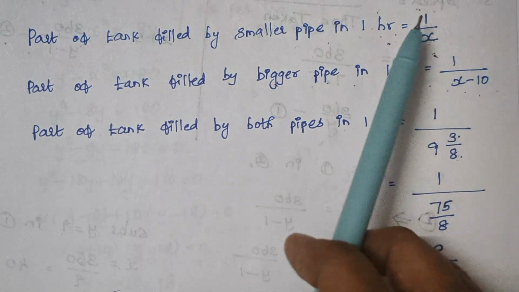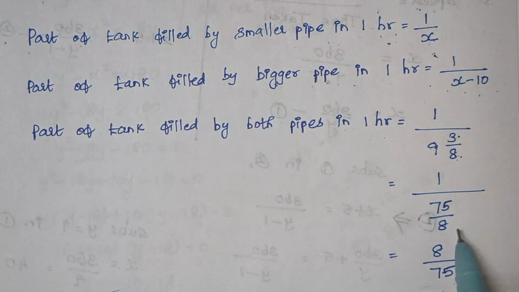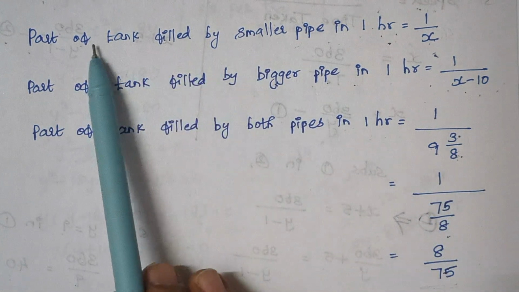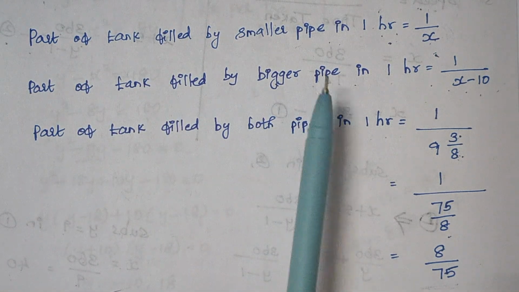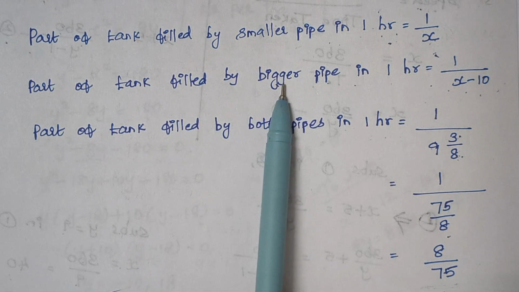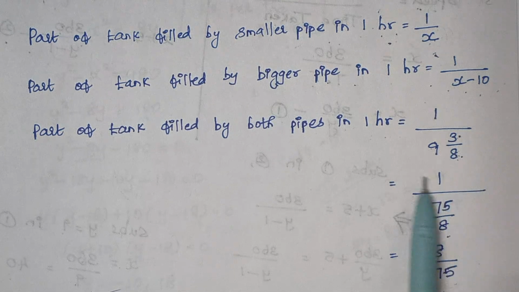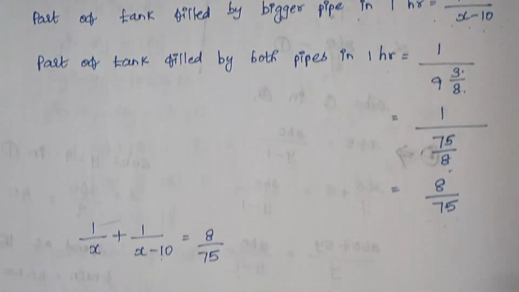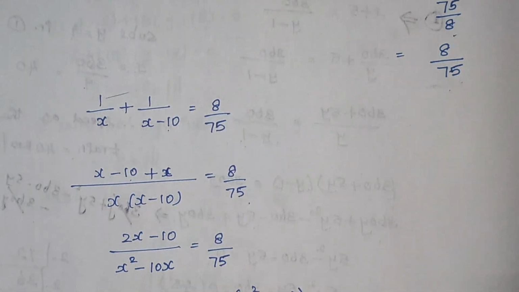So now when you add these two terms, this should be equal to this part, right? Because this is the part of the tank filled by the smaller pipe in 1 hour, and this is the part of the tank filled by the larger pipe in 1 hour. By both the pipes in 1 hour is given by this relationship. Therefore, when you add these two terms, the answer should be this. Therefore, 1 by x plus 1 by x minus 10 is equal to 8 by 75.